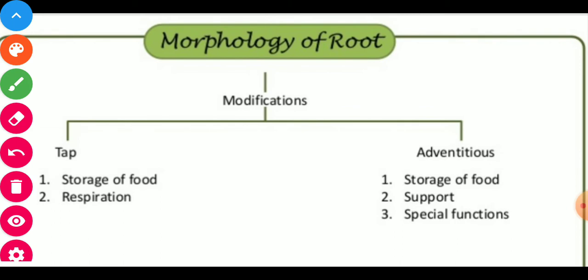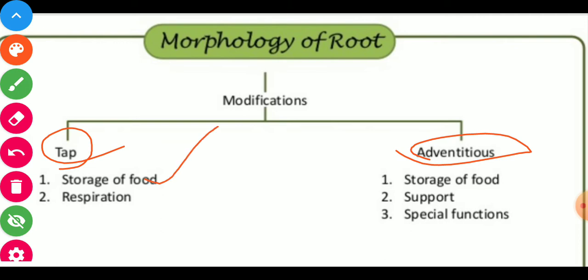Now modifications in roots. Both taproot and adventitious roots have modifications. Taproot modifications are for storage of food and respiration. They can also be used as respiratory roots, and for storage of food, support and special functions they can also perform.